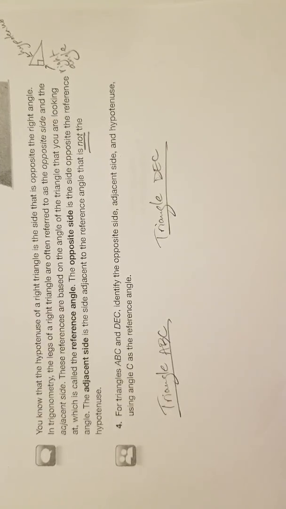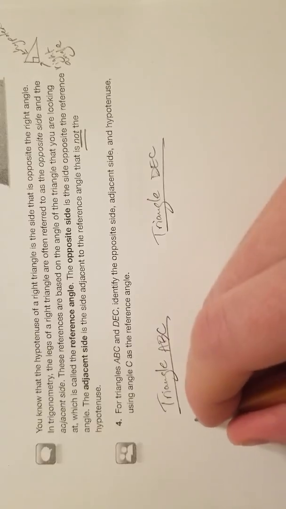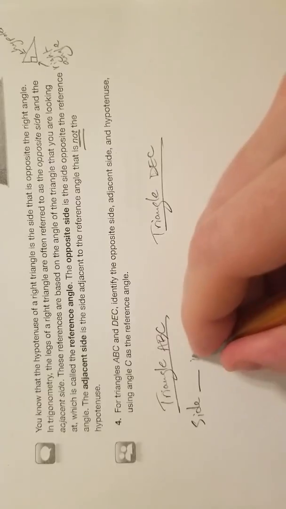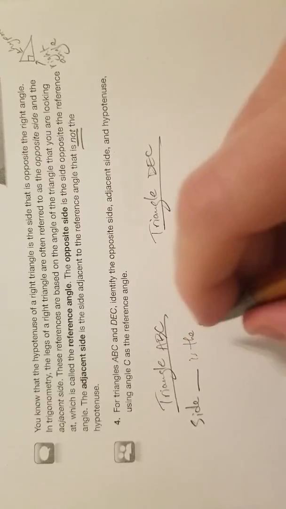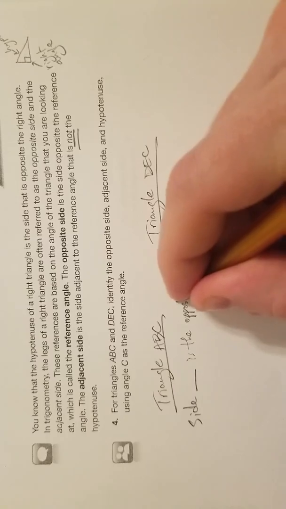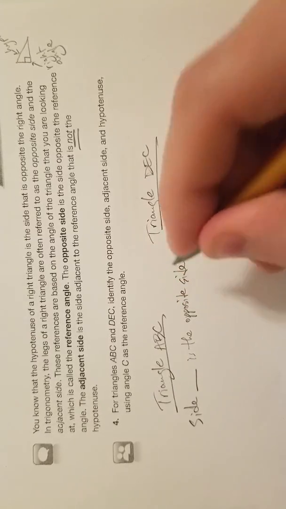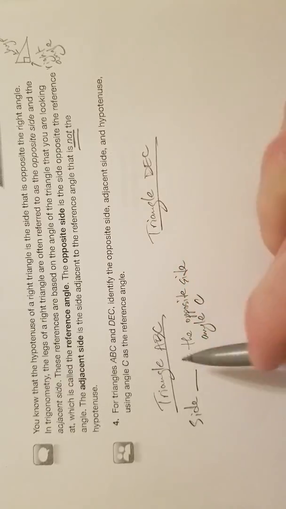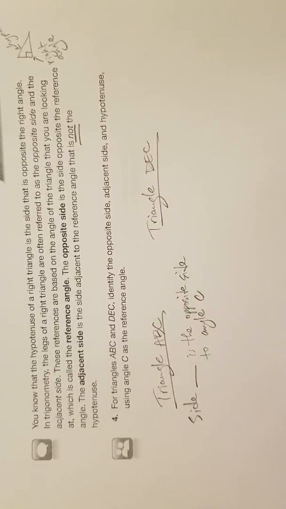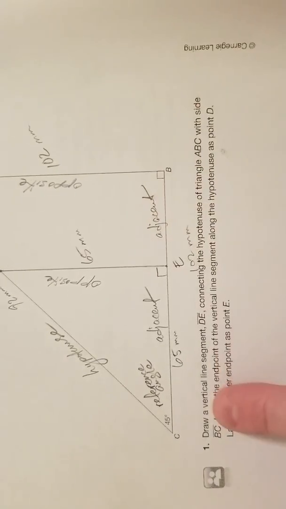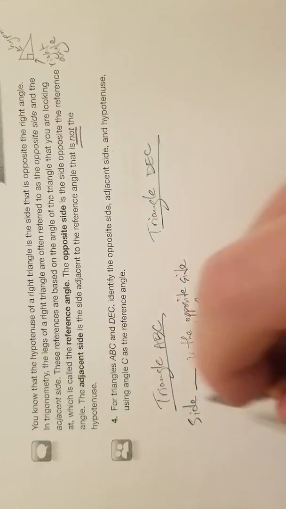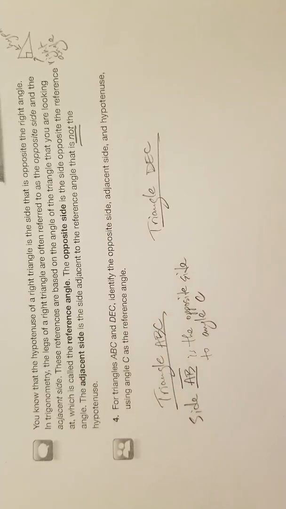Okay, so let's go back and identify those sides. So let's go in order. Which side is the opposite side to angle C of triangle ABC? Okay, take a moment to think about it. Which one is the opposite side? Okay, so the big triangle ABC, the opposite side is AB.